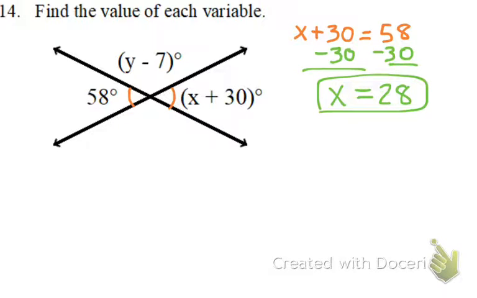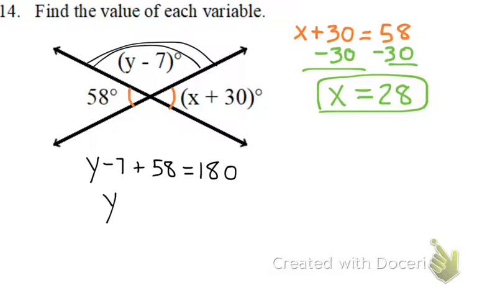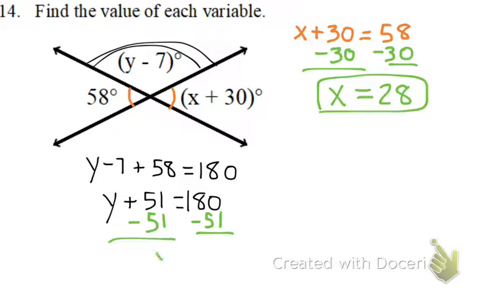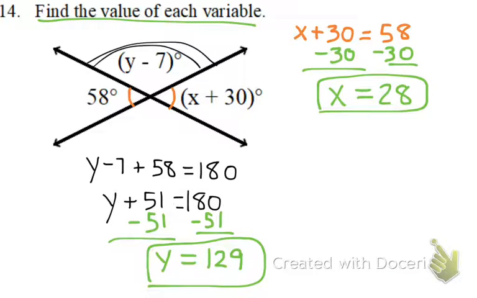And then this angle 58 and this other angle y minus 7 will have to be supplementary since they are a linear pair. So we can write y minus 7 plus 58 has to equal 180. You can combine like terms and you'll get 51. And then to get rid of plus 51, subtract 51 from each side. And so we found the value of each variable. That's all we need to do. Sometimes you'll have to plug them back in.